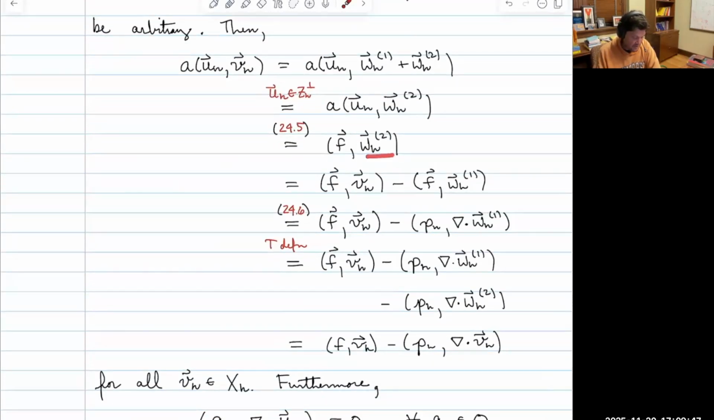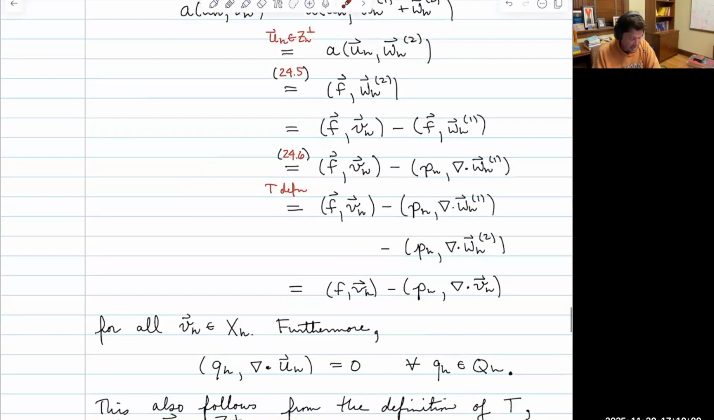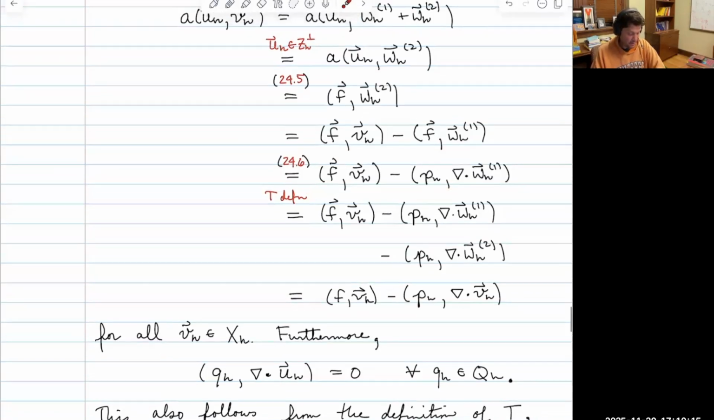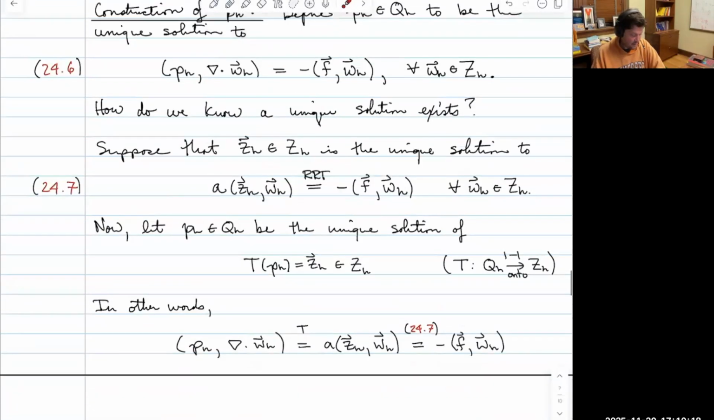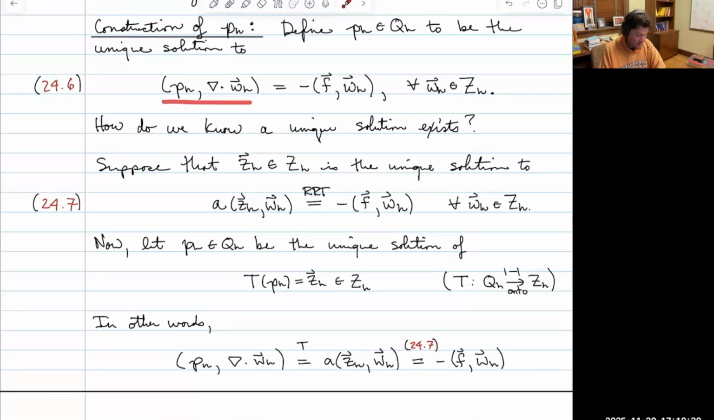So replacing WH2 by VH minus WH1 and using the linearity of the inner product, I get that this is the difference of these two terms, just by the definition of VH. Next, what do I want to do? Well, the pressure was defined as being equal to that object, minus the pressure. Actually, let's see, how did I define it? Equals with a minus sign there.